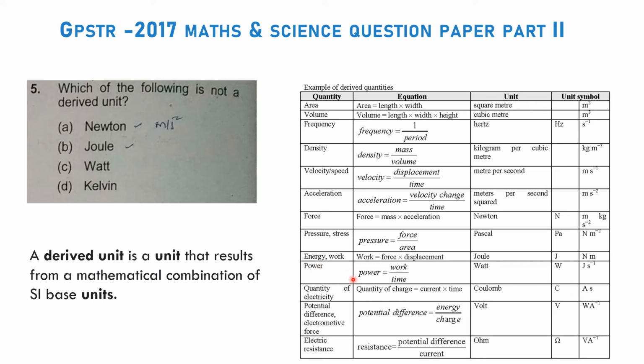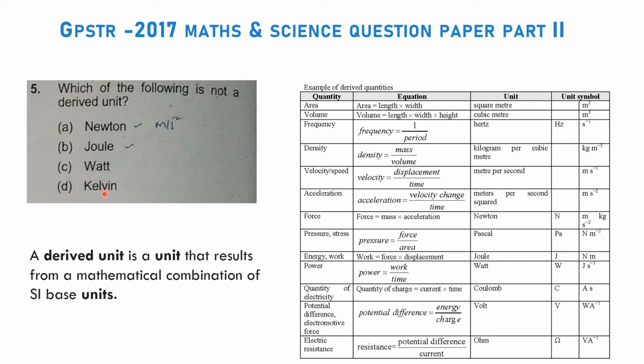Next one, power equation. Power is nothing but work by time. SI unit for work is joule, already you know. Then for time, second. When you combine these two base units, you will get watt. This watt we use as a derived unit for power. Therefore, in the first three cases, Newton, Joule, Watt, these three are derived units.